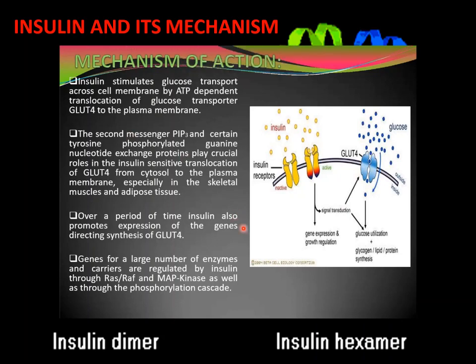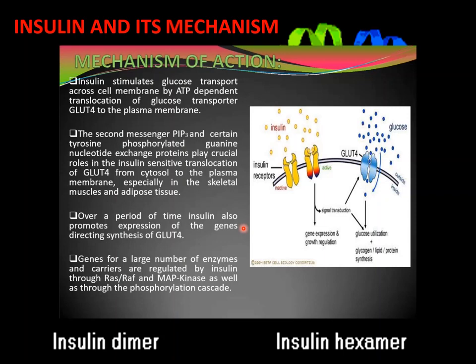Mechanism of action. Insulin stimulates glucose transport across the membrane by ATP-dependent translocation of a glucose transporter, especially GLUT4, to the plasma membrane. The second messenger phosphatidylinositol 3-phosphate and certain tyrosine-phosphorylated guanine nucleotide exchange proteins play an important role in the insulin-sensitive translocation of GLUT4 from the cytosol to the plasma membrane, especially in skeletal muscle and adipose tissue, where GLUT4 is present.